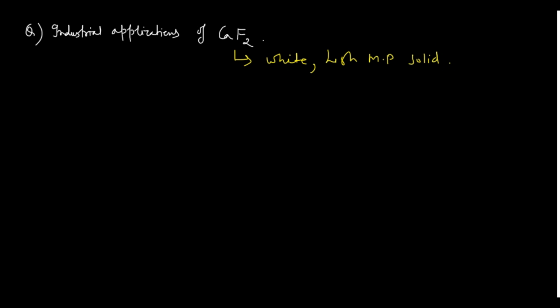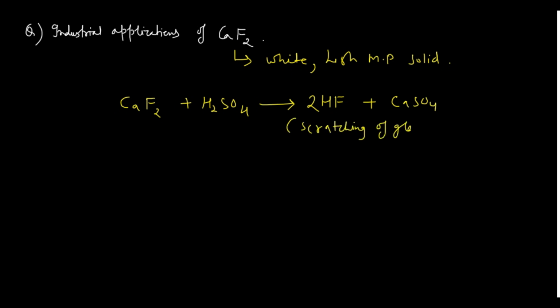Say you are having calcium fluoride, CaF2, and if you dissolve this calcium fluoride in acid, because it is not soluble in water alone, it will give you hydrogen fluoride, HF, and CaSO4 will result. You know HF is used in the scratching of glass, so this is an important application of HF, which is coming from the calcium fluoride.